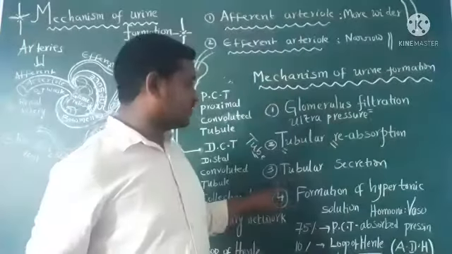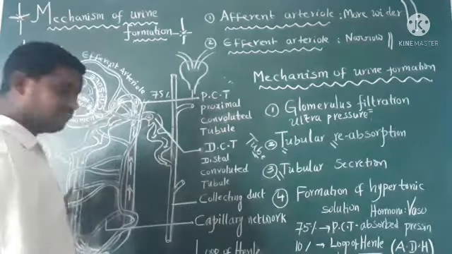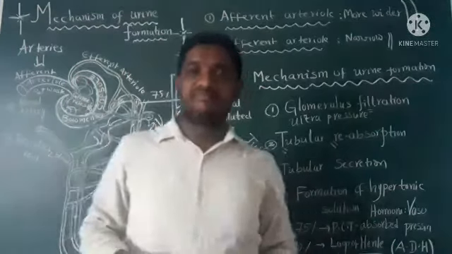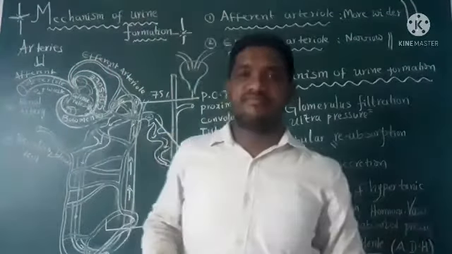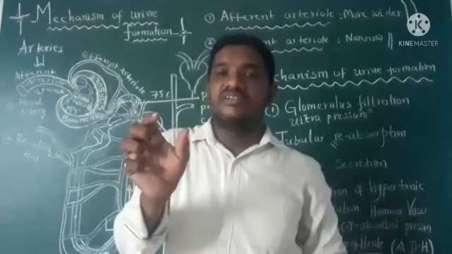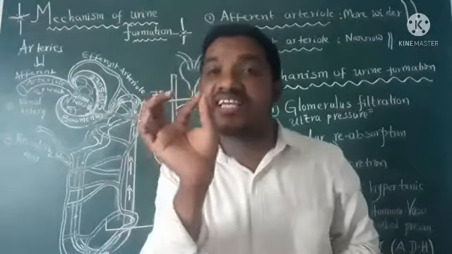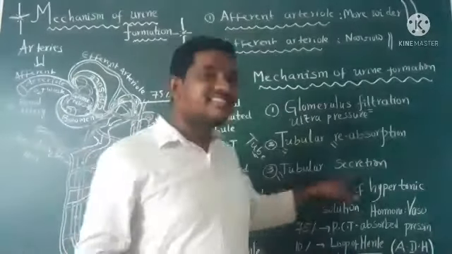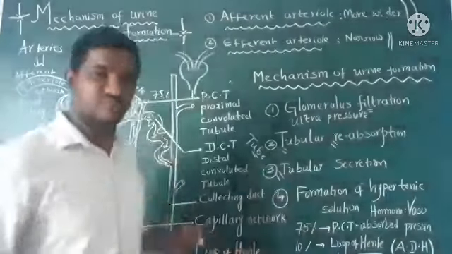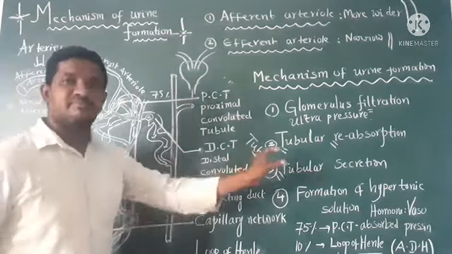Okay. Coming to the third one, tubular secretion. What is tubular? Tube. This total tube. See, this is the tube. Secretion. Secretion means what? Secretion means the movement of materials from one place to another place. That is called secretion. Here the tube is secreting some nutrients into the tube. See, what are those? This is a tube. This tube is secreting some substances.